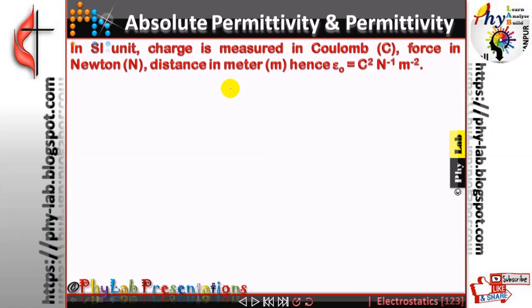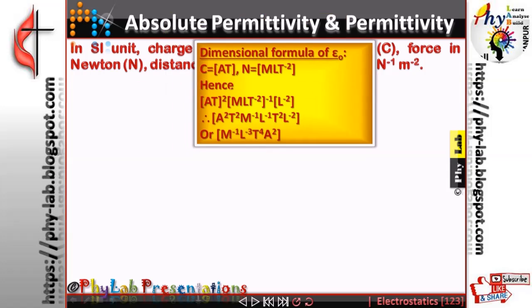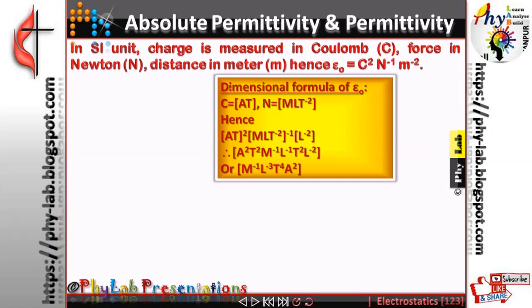What I would like you all to do presently, you should pause this video at this juncture and try to do a little bit of mathematics and find out the dimensions of absolute permittivity. That is, you are going to substitute the dimensions for Coulomb, the dimensions for Newton, and the dimensions for meter, and try to bring out an answer for epsilon naught. Once you have done, you can check the dimensional formula that I have derived.